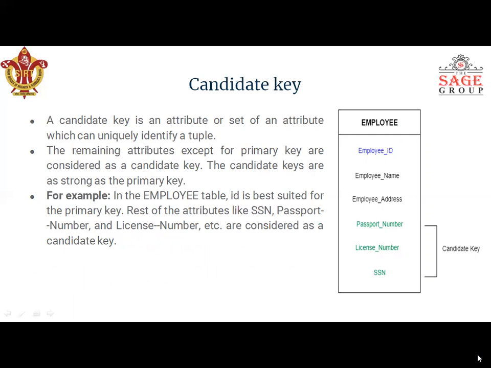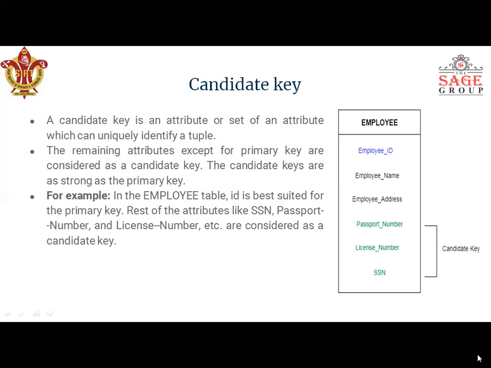A candidate key is an attribute or a set of attributes which can uniquely identify tuples, just like our primary key did. Another definition: the remaining attributes, except for the primary key, are considered candidate keys. The candidate keys are as strong as the primary key. For example, in the employee table, ID is best suited for the primary key. We have already seen this same example in the primary key.